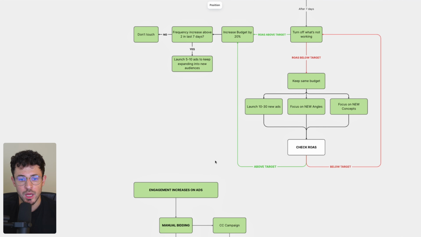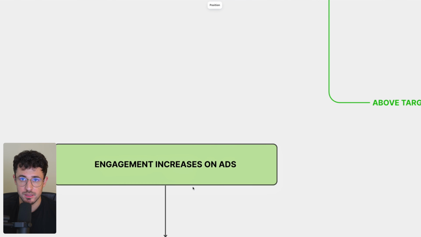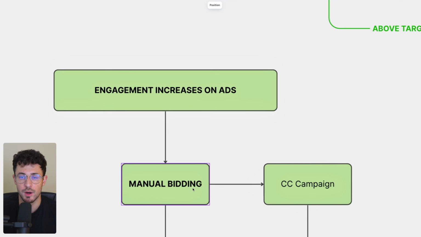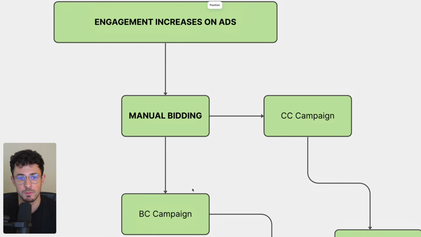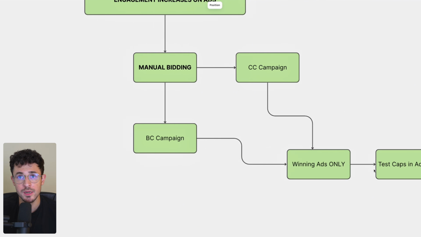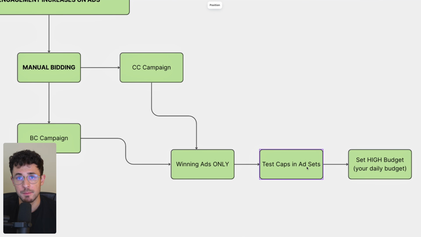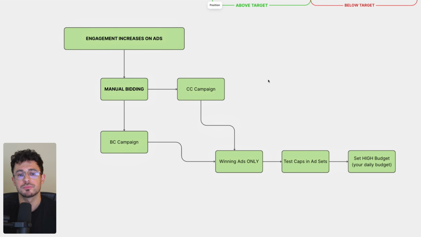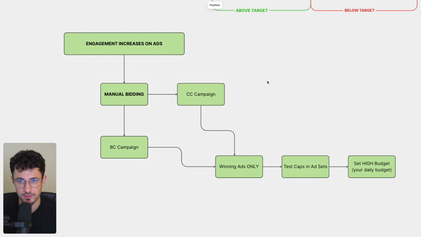Now, when engagement increases on ads, there is one thing that we should do as well, which is control the cost per acquisition that we want. And so we need to introduce manual bidding. Manual bidding means bid cap and cost cap campaigns. In this case, you want to move winners only, and you want to test caps in different ad sets and set a high budget for your daily. So let's say you're spending 100 a day across your testing campaign, or across the main campaign above, or many campaigns that you're running for different products.